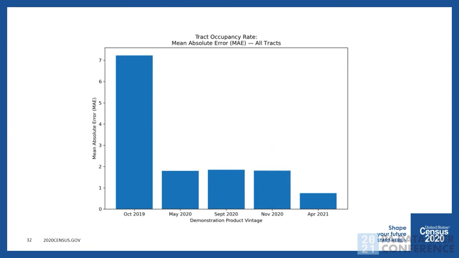And for occupancy rates, you're seeing similar improvements as well. The mean absolute error in percentage points for the April 2021 demonstration data is 0.75 percentage points difference in occupancy rates at the tract level, down from almost 7.25 percentage points in the original October 2019 demonstration file.